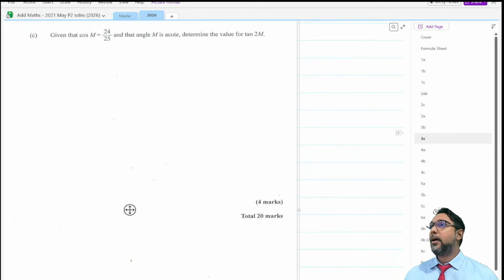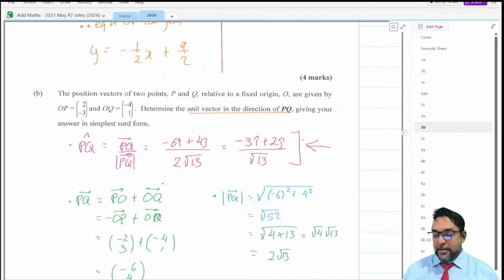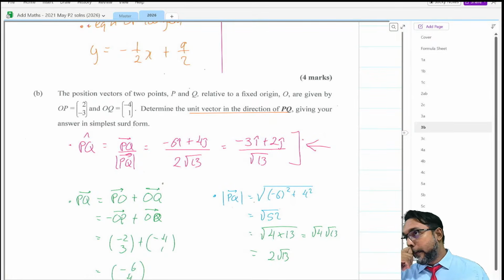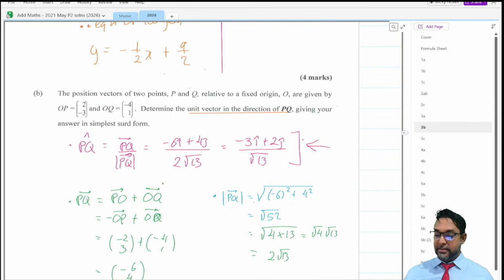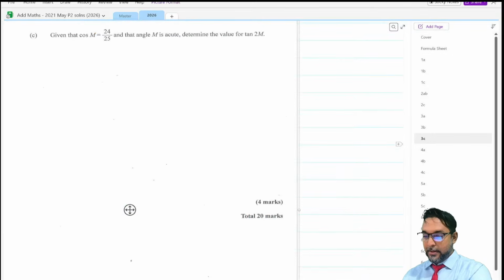Do you have to put in the root, or you just leave it? I'm just accustomed to putting them in a vector format, but you could put the 1 over 2 root 13 outside or inside. I mean, they can multiply it together. It's root 52, but it says in simplest surd form, so 52 is 4 by 13.